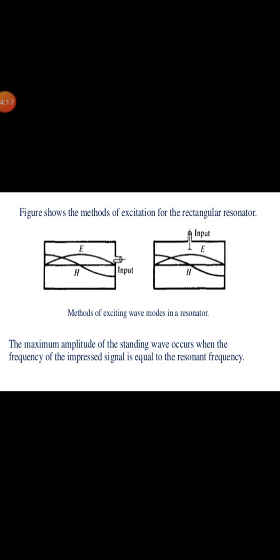So Ez is written as E_mnp into sin(mπx/a) into sin(nπy/b) into cos(pπz/d). The separation equation for both TE and TM modes is given by k squared equal to (mπ/a) the whole squared plus (nπ/b) the whole squared plus (pπ/d) the whole squared. And the resonant frequency is expressed as fr, given by the equation shown in the slide. Here is the method of excitation for the rectangular resonator. The maximum amplitude of the standing wave occurs when the frequency of the impulse signal is equal to the resonant frequency.